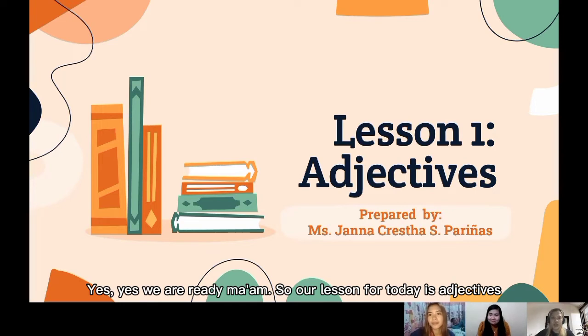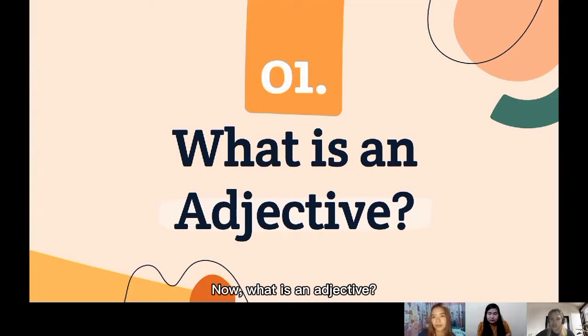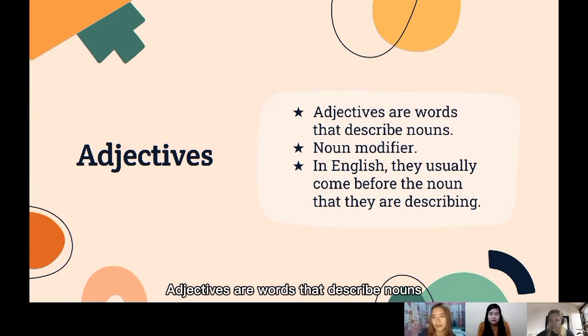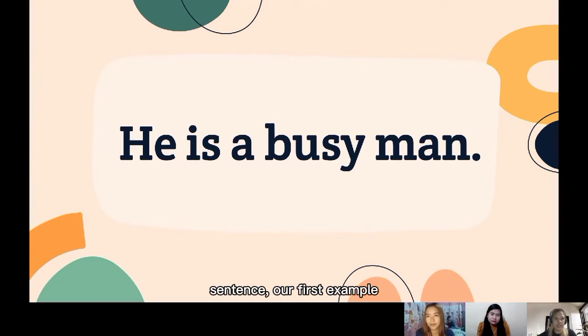So our lesson for today is adjectives. Now, what is an adjective? Adjectives are words that describe nouns. They are noun modifiers in short. In English, they usually come before the noun that they are describing. Now, let us look at this sentence, our first example.